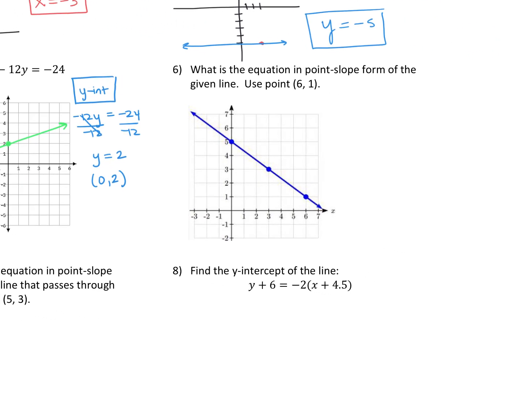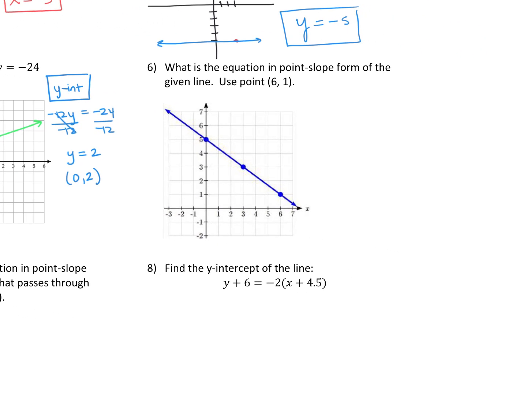All right, number 6, what is the equation in point-slope form of the given line? And it says use the point 6, 1. All right, so point-slope form, we've not talked about that yet. Point-slope form is y minus y1 equals m times x minus x1. To write this equation, all you need is the slope of your line and 1 point on your line.